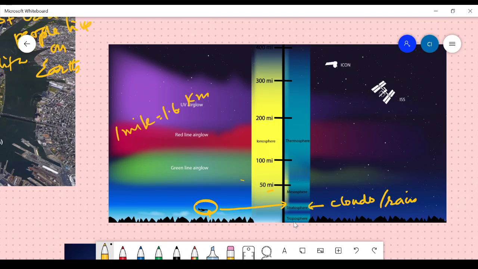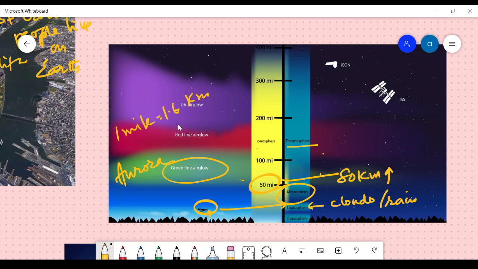Troposphere is the layer of the atmosphere where you have all the atmospheric air. Then the mesosphere is a very hot layer of air, about 50 miles, which means about 80 kilometers above the earth. Because of this hot layer, there is a layer called the thermosphere, at about 100. As you go up, we can see the green line airglow, which they call aurora. You can see the red line glow, which is also part of the UV glow.